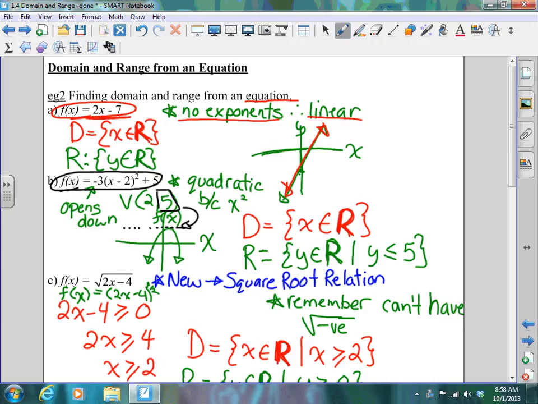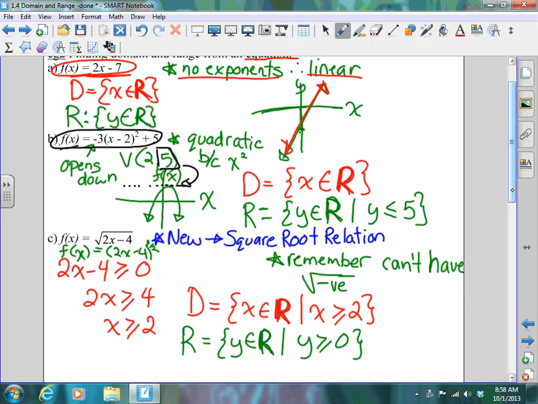Hopefully you recognize that as a quadratic, and it's in quadratic form. What does that tell us? First of all, it tells us the vertex is (2, 5), and the -3 for the a tells us that it opens down. So hopefully you know with a quadratic that the domain is such that x belongs to a set of real numbers.